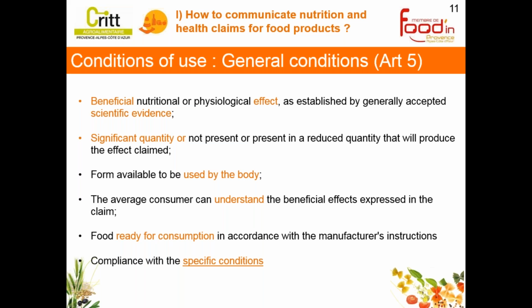The quantity of the product that can reasonably be expected to be consumed provides a significant quantity of the nutrient or other substance to which the claim relates. Thirdly, the nutrient or other substance for which the claim is made is in a form that is available to be used by the body. The average consumer can understand the beneficial effects expressed in the claim. Nutrition and health claims must refer to the food ready for consumption in accordance with the manufacturer's instructions, and must be compliant with the specific conditions of the regulation.